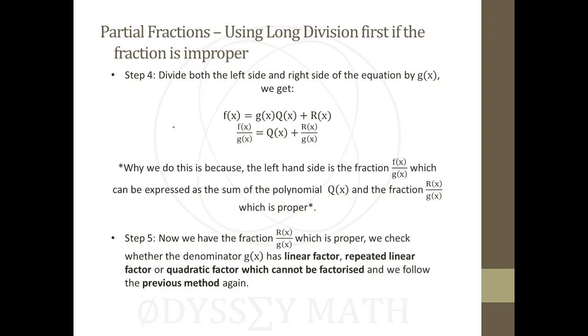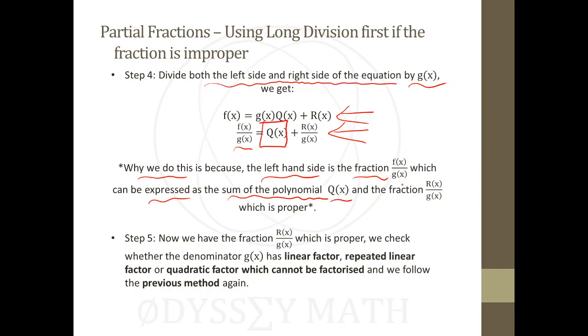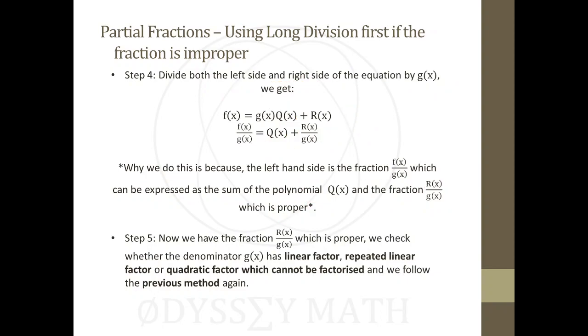Why did we divide both the left side and right side of this equation by g of x? This is because now, for this equation over here, the left hand side is the fraction f of x over g of x, which can be expressed as the sum of the polynomial q of x and the fraction r of x over g of x, which is proper. That is exactly what we want. Proper.